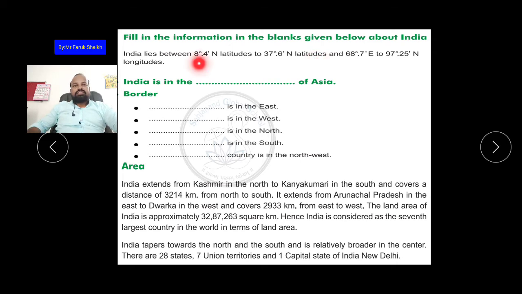Okay, 8 degree 4 minutes north latitude to 37.6 degree north latitude, and 68 degree 7 minute east to 97 degree 25 minute east longitude.